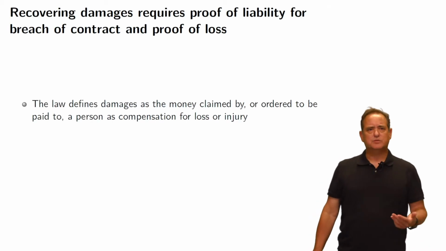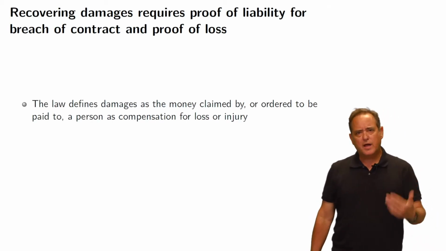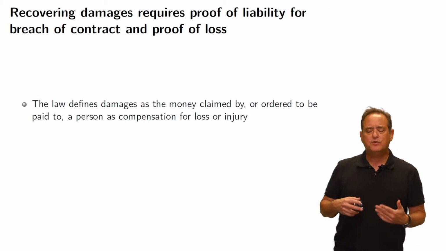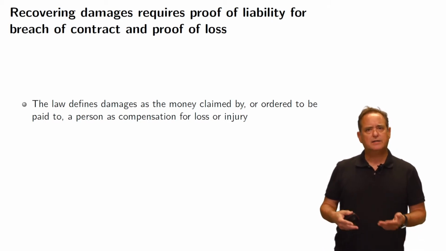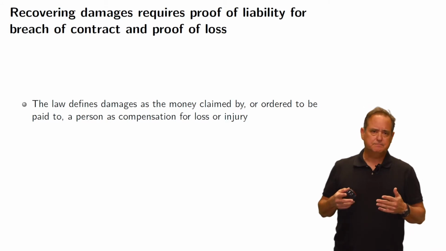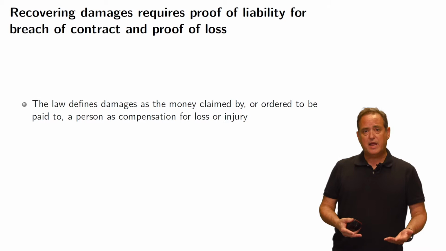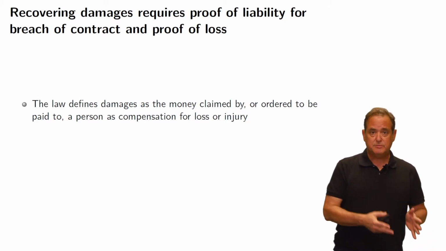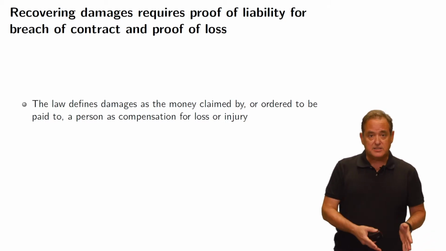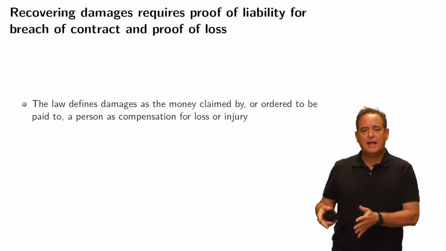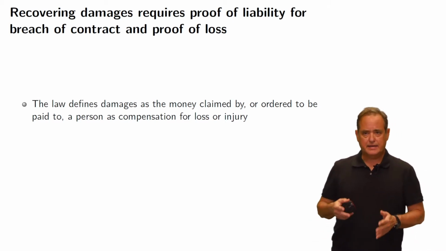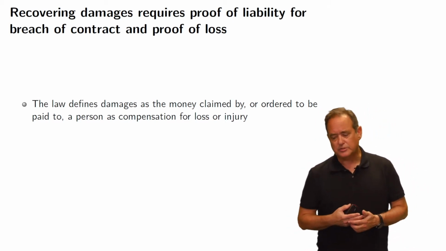So what are damages? When we talk about damages, recovering damages requires proof of liability for breach of contract and proof of loss. This is another way of stating that in order to recover damages, we must prove that damages exist because of the breach of contract, and here's why, and here's the amount of those damages.